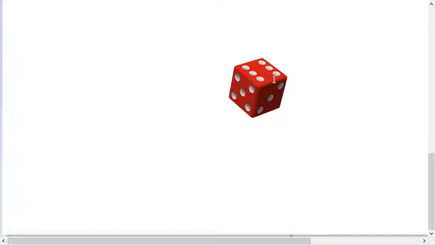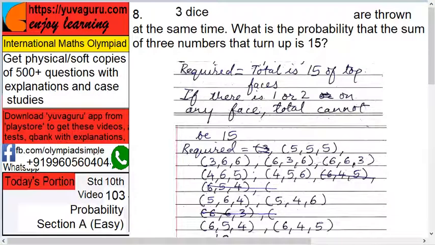So in any case, if the first two get 6, the third one gets 1, then the total can't be 15. If the first two get 6, the third one gets 2, then also the total can't be 15. So in any case, if a face has 1 or 2, the total cannot be 15, right? So the requirement is that the total is 15 on the top faces. If there is 1 or 2 on any face, then the total cannot be 15, right?